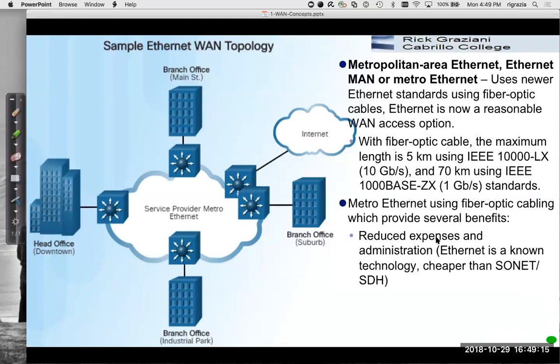So you have reduced expensive administration. It's a known technology. It's also cheaper than SONET and SDH, which I'll talk about here in a moment. So it's very easy integration with existing networks.